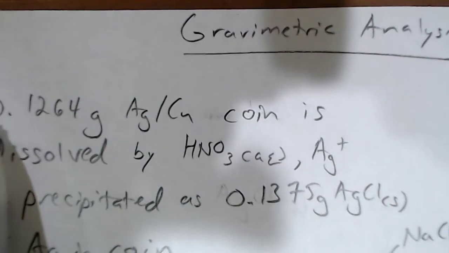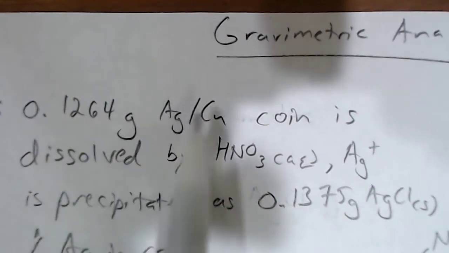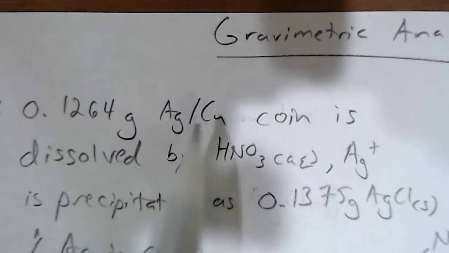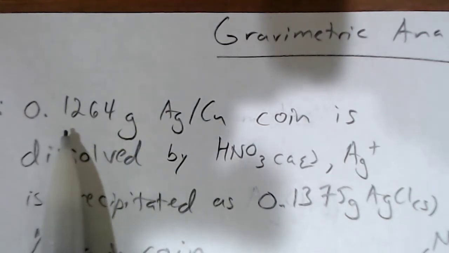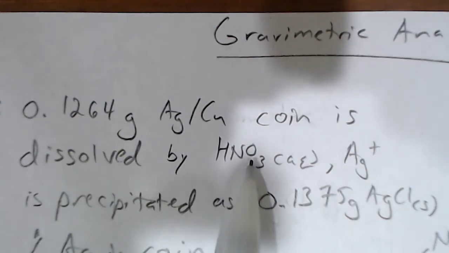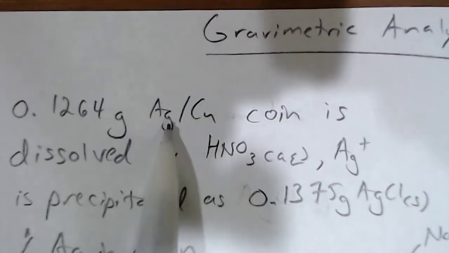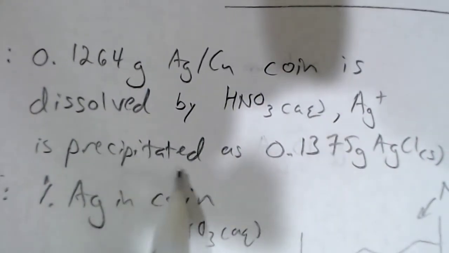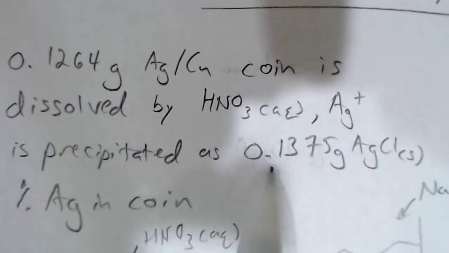So as an example problem, let's say that you had a coin that was partially silver and partially copper, and you wanted to confirm that it was mostly silver. So you could take a small sample, maybe 0.1264 grams of it, and dissolve that coin in nitric acid. Nitric acid will react with it and turn the silver into silver ions, and then the silver ions will float around in solution. They can then be precipitated by adding some sodium chloride, and when that happens, you get 0.1375 grams of that silver chloride precipitate.